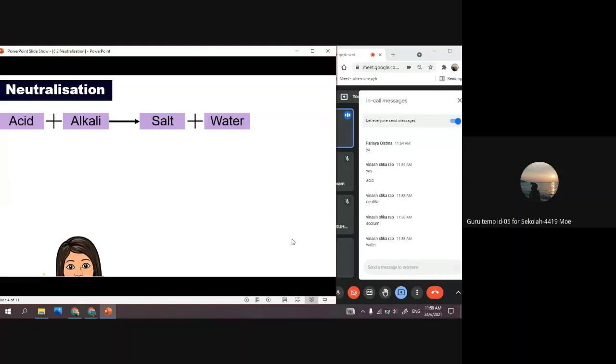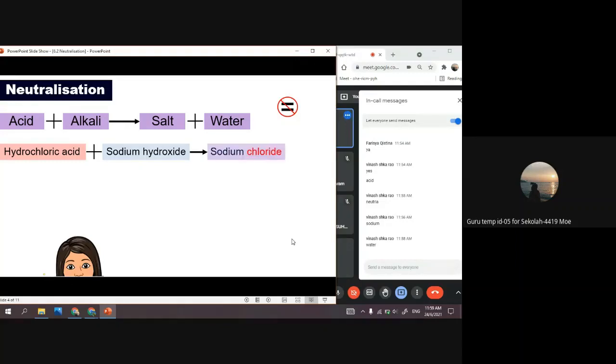Okay, this word equation is a general one, just like salt earlier, salt is general. If we want to look at a more specific equation, remember no equal sign, the more specific word equation is where we use an acid called hydrochloric acid. Then we add it into an alkali which is sodium hydroxide. And then it will produce what kind of salt? Sodium chloride.